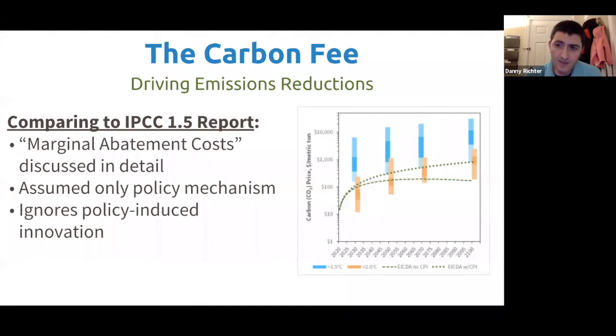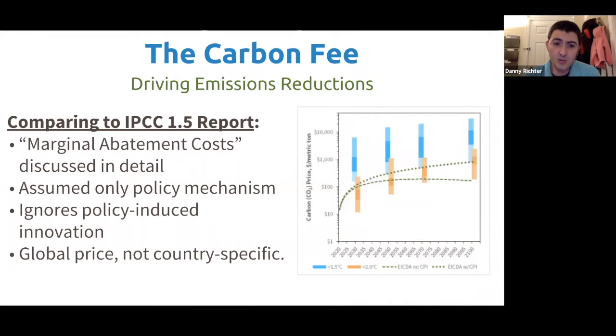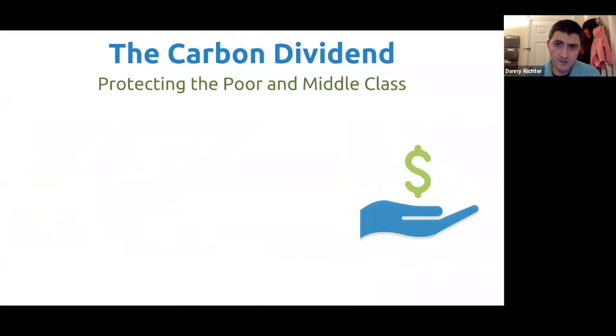At making those targets, because the IPCC, as ever, is very conservative. Also, the other thing about IPCC, that was a global price, not country specific, so there's not much we can do about that. It's just good to keep in mind that what they were talking about is a global price, and of course the United States is one country. So that's the carbon fee.